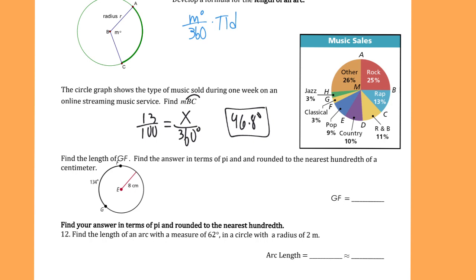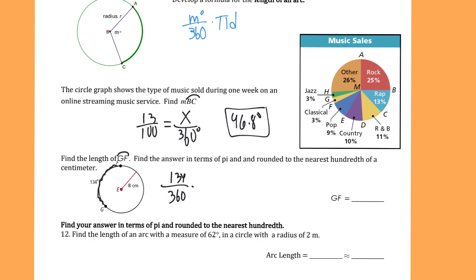Okay, so let's practice that formula that we came up with at the beginning. Okay, so they're saying find the length from G to F. Okay, so they're saying this is 134 degrees. So 134 degrees is the measure. Okay, so we want to find the length of it. Okay, so 134 out of 360. That's what fraction of the circle you did. Okay, and that fraction of the entire circumference is what we want to find the actual length.